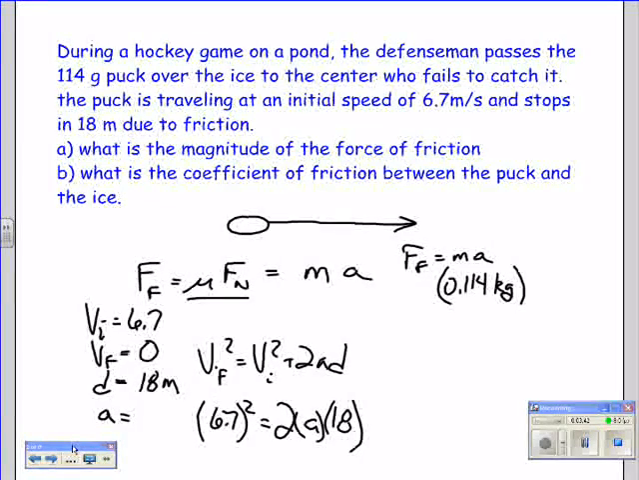If it causes an acceleration, you can use F equals ma. Because the puck's slowing down. Yep. Friction will never cause something to speed up. That would be silly. It would be crazy. So what is my acceleration?